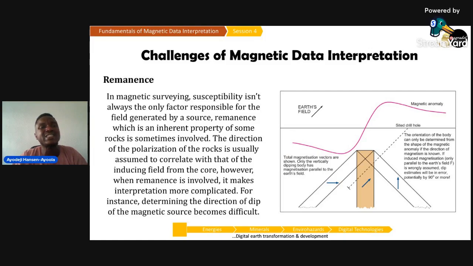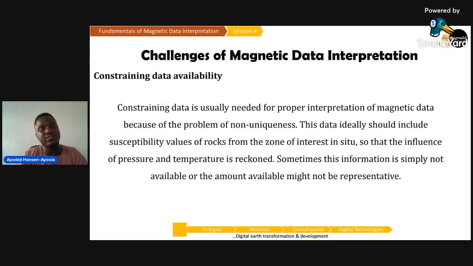In magnetic surveying, susceptibility isn't always the only factor responsible for the field generated by a source. Remanence, which is an inherent property of some rocks, is sometimes involved. The direction of polarization of the rocks is usually assumed to correlate with that of the induced field from the Earth. However, when remanence is involved, it makes interpretation more complicated, because it might not be the same as the direction of the trend of the susceptibility. If, for example, one is trying to note the direction of trend of a body within the subsurface, and the appropriate information about remanence is not known, one might not be able to successfully deduce that. And so remanence is usually an issue.